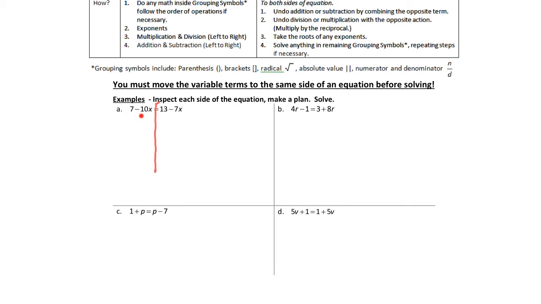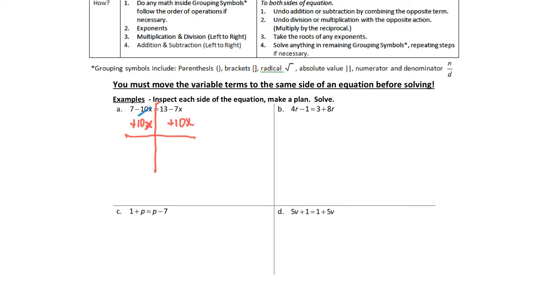Negative 10 is actually smaller than negative 7 if you think about the number line. So I'm going to move this negative 10 by adding the opposite, which would be a positive 10, to both sides. Notice what I've done here. I actually put the plus 10x right under the negative 10x. Then I put the plus 10x right underneath the negative 7x. You want to line up what we call like terms. These are like terms. All right, let's go ahead and combine them.